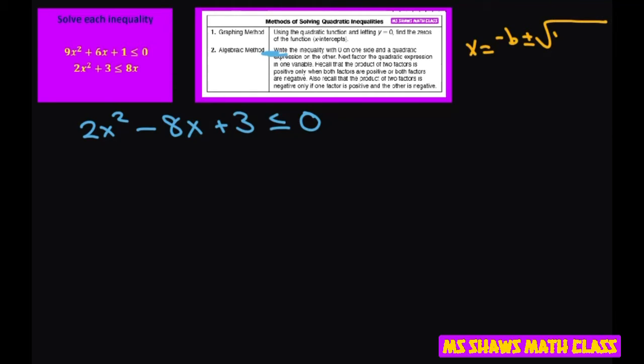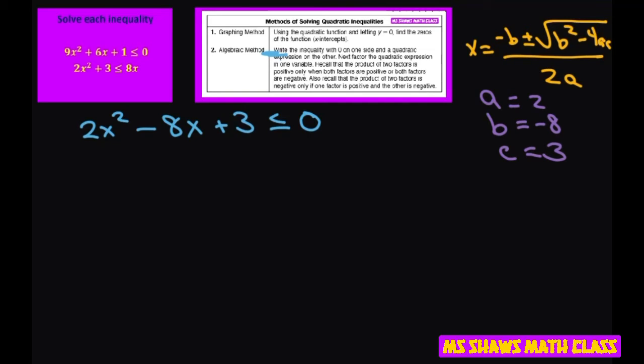The next one is a little harder because we have to use the quadratic formula. So let's go ahead and rewrite it with 0 on one side. We get 2x squared minus 8x plus 3 is less than or equal to 0. Now we're going to use the quadratic formula. Let me just write it out real quick, just in case you forgot: negative b plus or minus the square root of b squared minus 4ac, divided by 2a. I always like to write down my a, b, and c. My a is 2, my b is negative 8, and my c is 3.